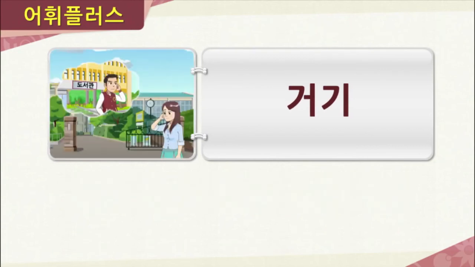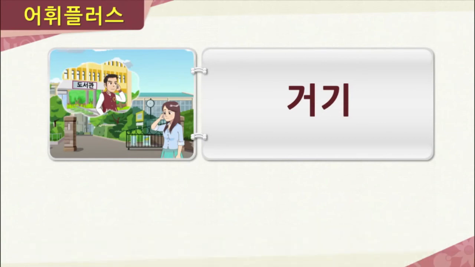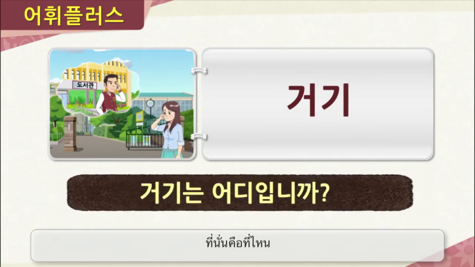Now our next word here is 거기. Now 거기 is used to indicate a place that is far from the speaker but close to the listener. Let's take a look at this picture here, and this time 준수 asks 혜진 a question. He asks her, "Where are you?" Where is there? If we were to say that in Korean, we would say 거기는 어디입니까?